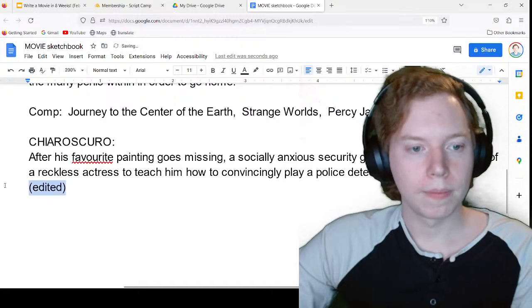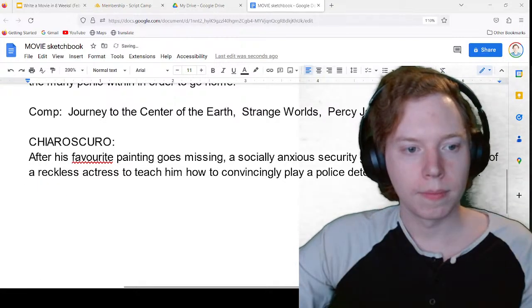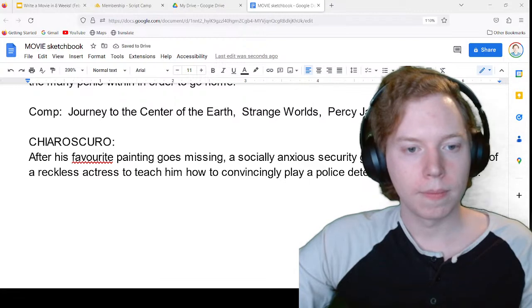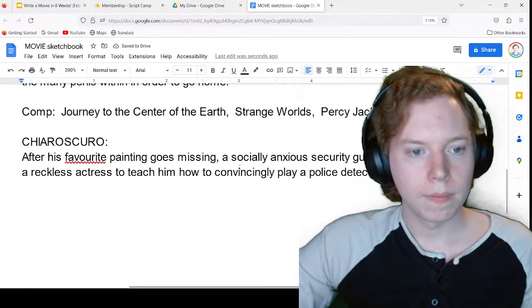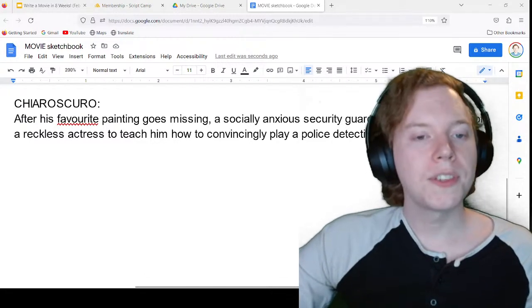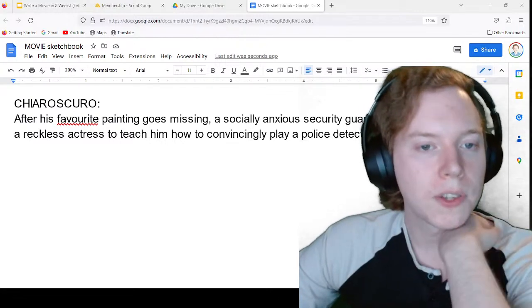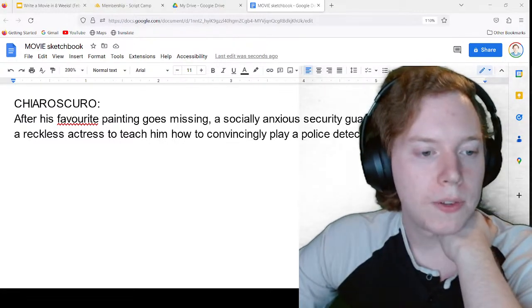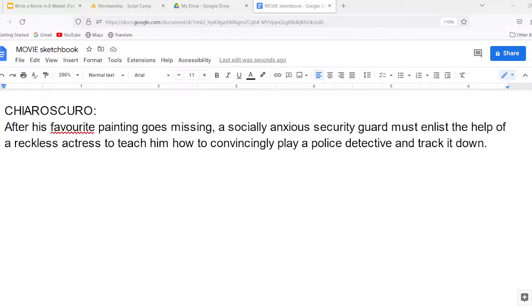Sure. After his favorite painting goes missing, a socially anxious security guard must enlist the help of a reckless actress to teach him how to convincingly play a police detective and track him down. All right, this is a new angle on this logline. I think this is working pretty well. Let me read it again. After his favorite painting goes missing, a socially anxious security guard must enlist the help of a reckless actress to teach him how to play a police detective to track it down.